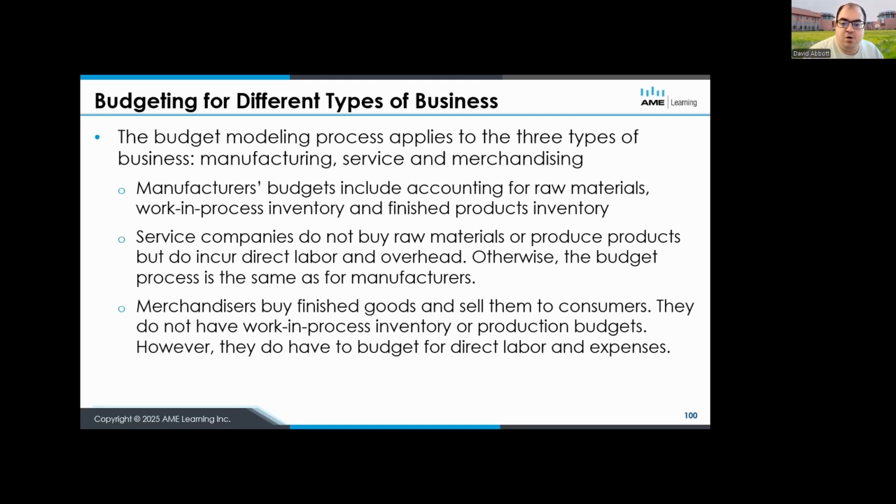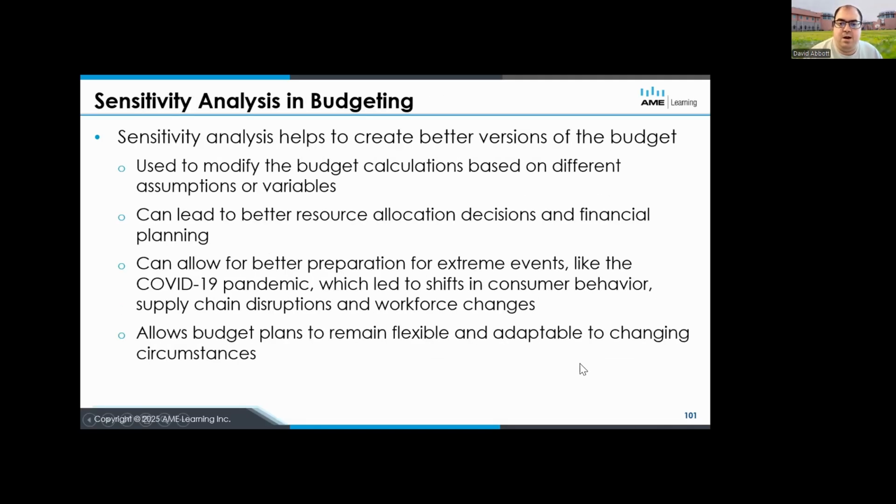Now, also, in merchandisers, we know that they buy finished goods and then sell them to consumers. They don't have work in progress inventory or production budgets. However, they do have to budget for their direct labor and their expenses.